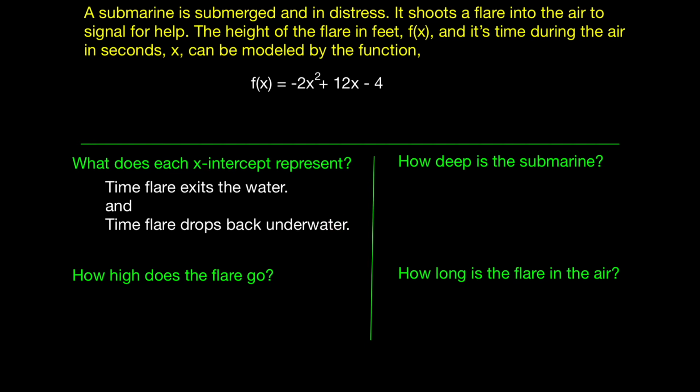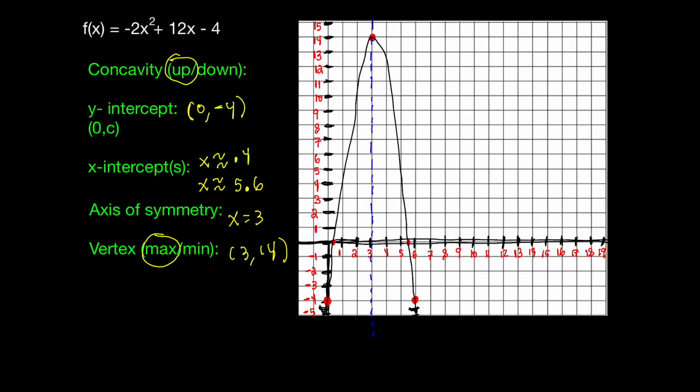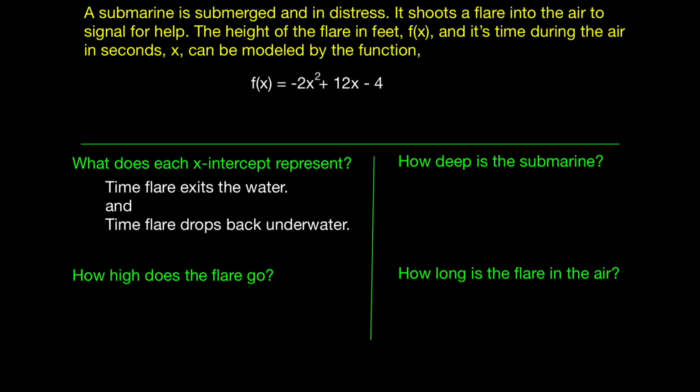Now let's turn our attention to how deep the submarine is. Remember that the submarine is submerged and in distress. So the submarine is going to be represented by the y-intercept. That's going to be (0, -4). So in terms of the scenario, we can write it as 4 feet deep, since deep, in this case, represents a negative quantity.